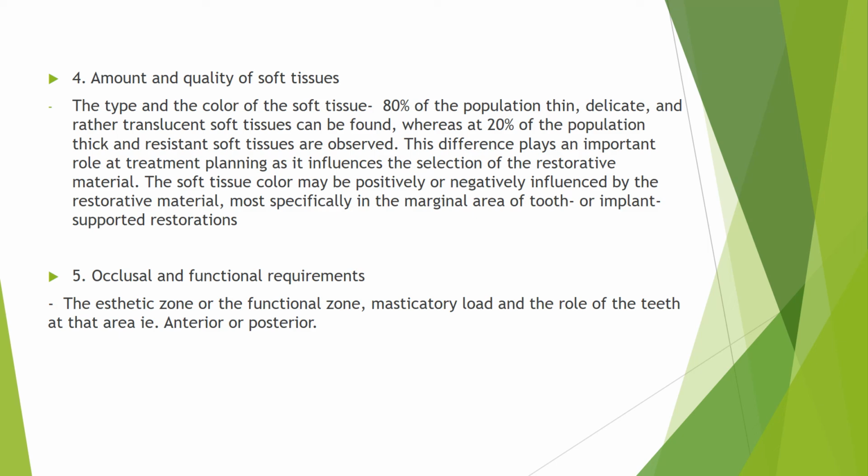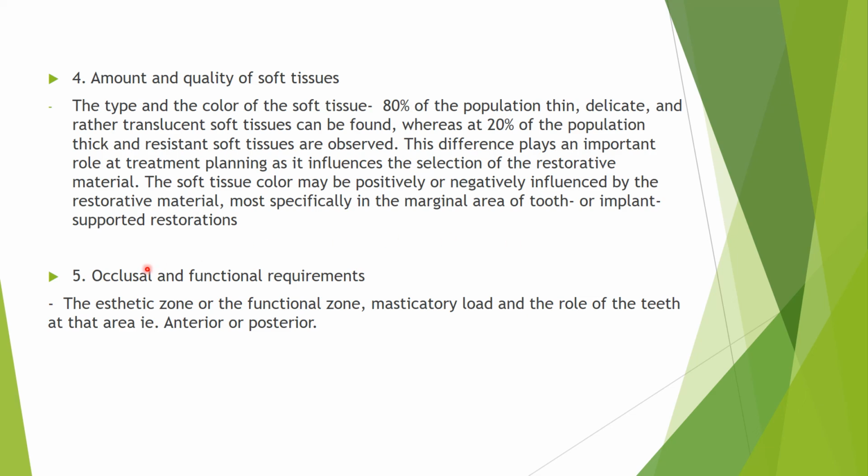Okay, coming to the amount and quality of soft tissues. So basically, 80% of the population have thin, delicate, and rather translucent soft tissues. 20% has thick and resilient soft tissue. So the differences may play a role in the restorative material selection. Again, also in the emergence profile of the crown, right? Which is the margin placement, which is also that if the tooth has a lot of strength, it can probably bear the all ceramic load because there's more preparation which is required.